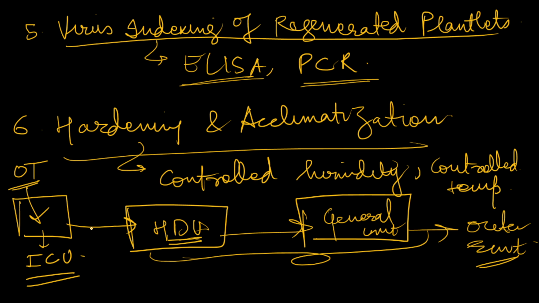The same happens for the potato here. The potato in the lab, after being produced, is shifted to greenhouses, polyhouses, or controlled field conditions, so that they get hardened and are able to survive in the outer fields. So this is what you should know, this is the process of hardening and acclimatization.